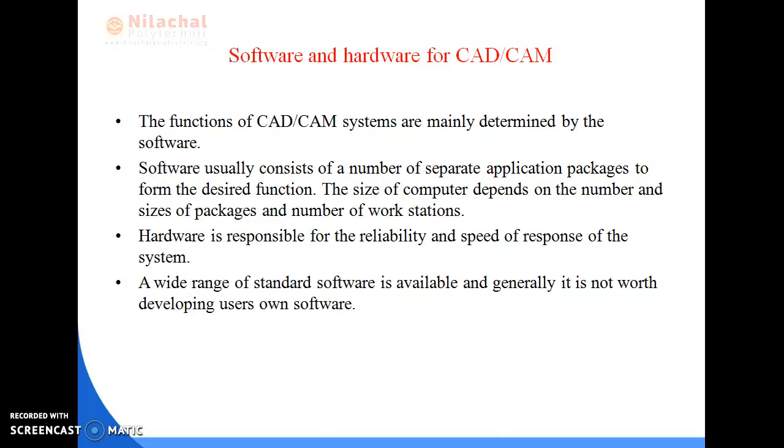Software and hardware system related to CAD and CAM system. The function of CAD-CAM system are mainly determined by the software. Software usually consists of a number of separate application packages to form the desired function. The size of computer depends on the number and sizes of the packages and number of workstations. Means more number of workstations require large size of the computer. Less number of workstations require less size, small size of computer memory. Hardware is responsible for the reliability and speed of response of the system. A wide range of standard software is available and generally it is not worth developing users' own software.